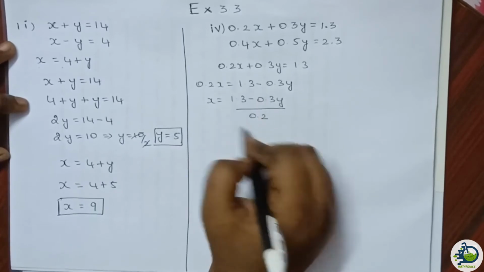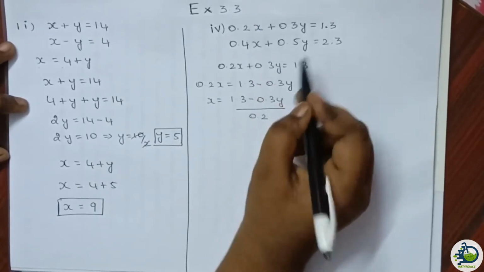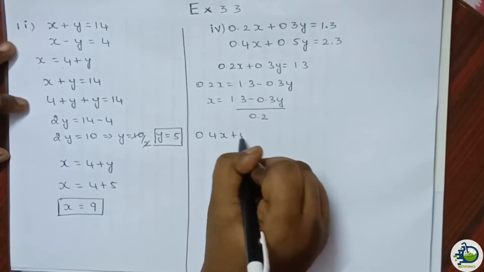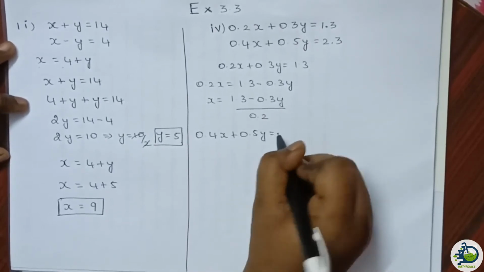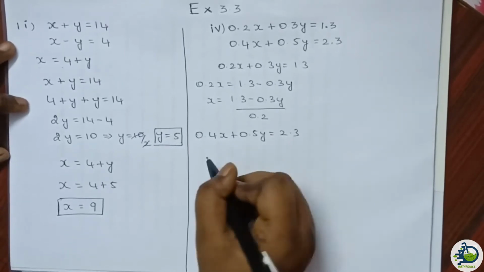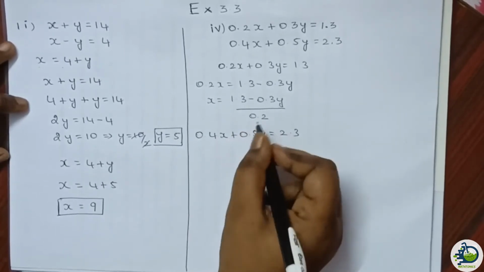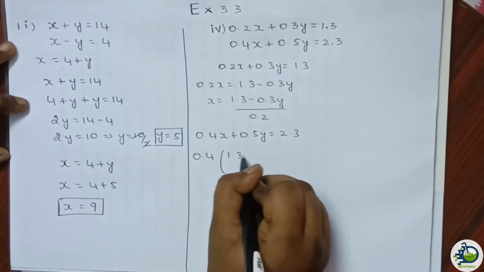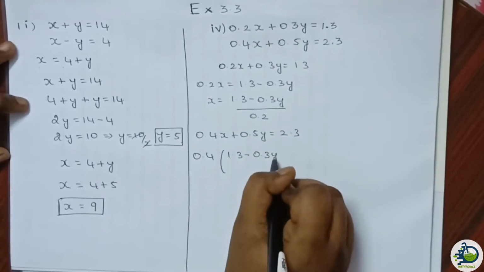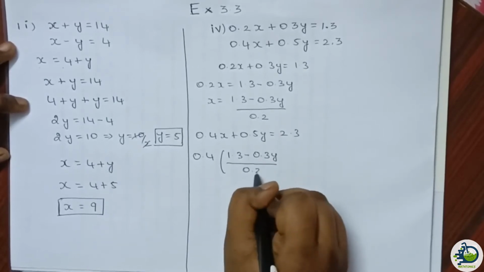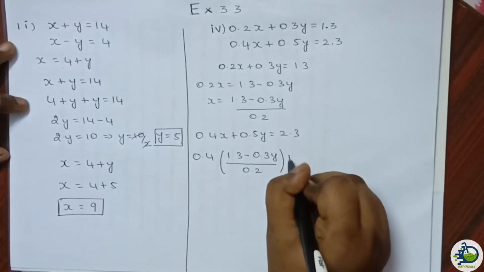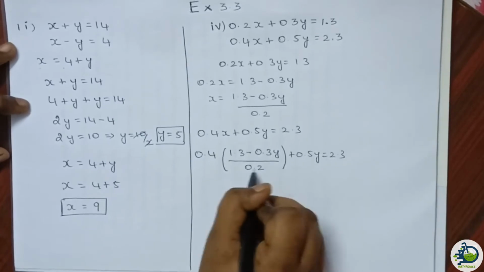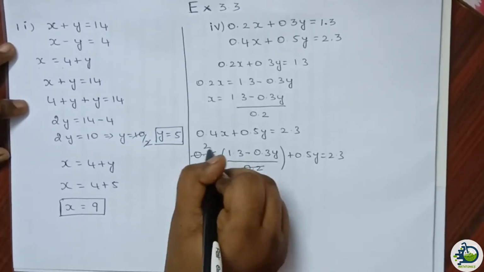Okay, now we are going to substitute this in the second equation. So I have the second equation as 0.4x plus 0.5y equal to 2.3. Here what we have to do is, instead of x we are going to substitute this. So 0.4 into (1.3 minus 0.3y) divided by 0.2, plus 0.5y equal to 2.3. Okay, these two I can cancel and it is 2.